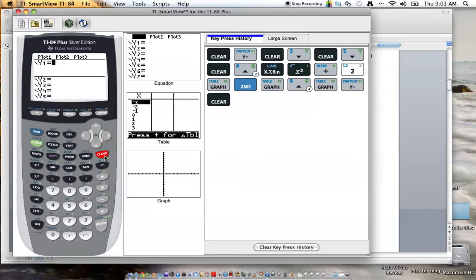By the way, guys, there are 2 buttons that look like negative. This is subtract, the one on the bottom is negative. So don't hit the subtract button, okay? Negative x squared plus 4. And then hit graph.